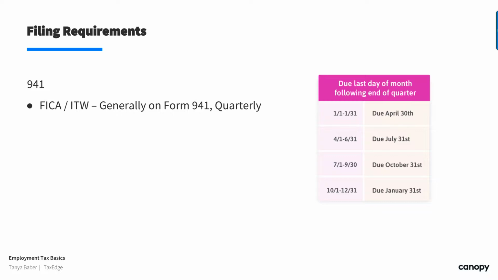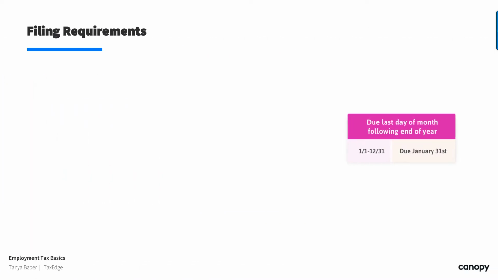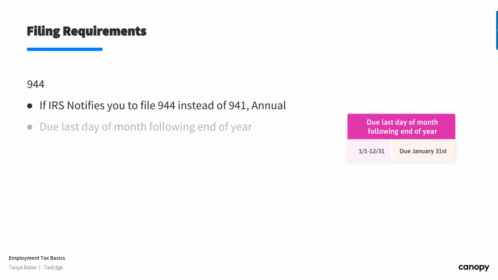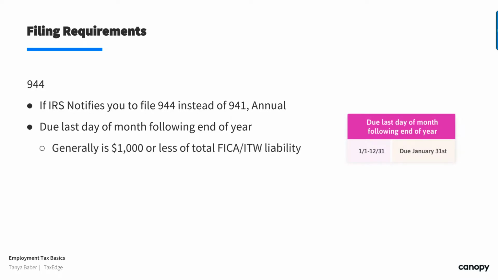For the 944, this is a little bit of a different version of what we're used to as a 941, and it's only allowed if the IRS notifies you to file the 944. That is done on an annual basis. You do that just once a year. It's due the last day of the month following the end of the year. So for our January through December, that's due January 31st. And generally, these folks are ones that have $1,000 or less of total FICA and income tax withholding liability. Those are the ones that qualify as a 944.